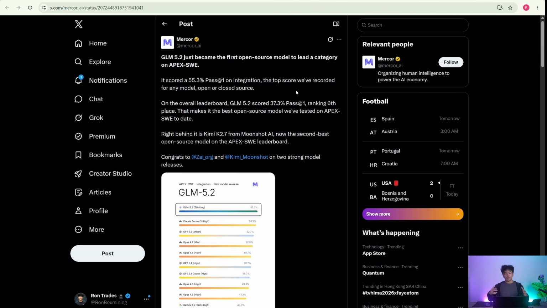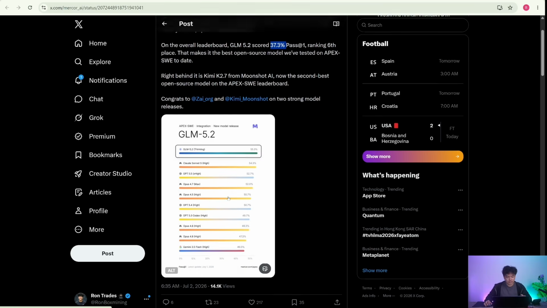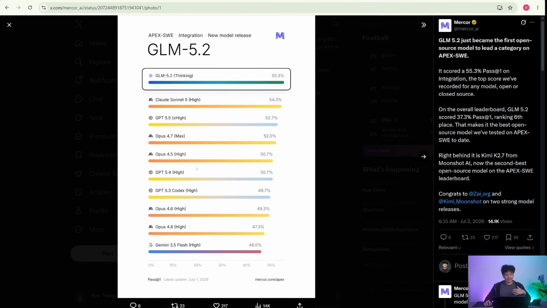And we have even more updates for the benchmarks of GLM 5.2. It's reported as the first open model to lead a category on APEX-SWE, specifically 55.3% pass at 1 on integration. And on the overall leaderboard, it scored 37.3% pass at 1, ranking 6th place. And that makes it the best open source model they've tested on APEX-SWE overall. Kimi 2.7 as well followed pretty closely at that. So I'm really happy to see both of my mains here on the leaderboard.